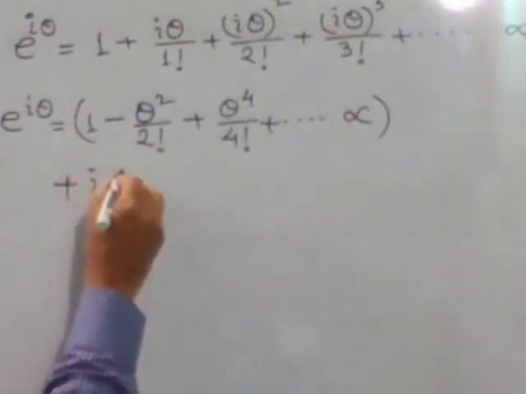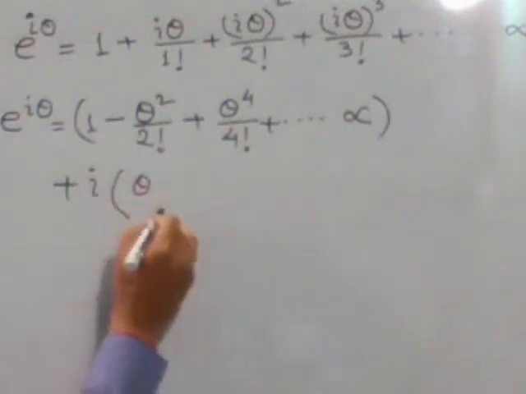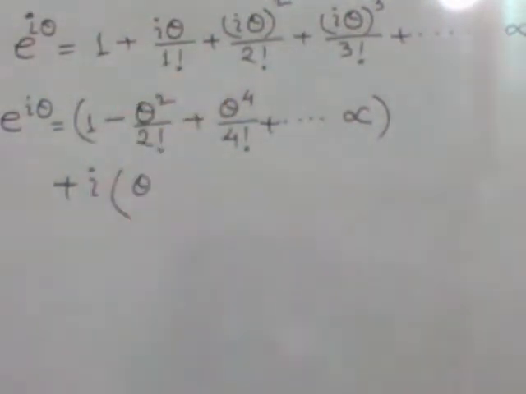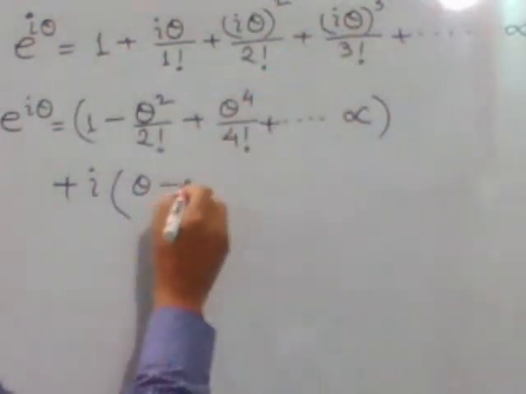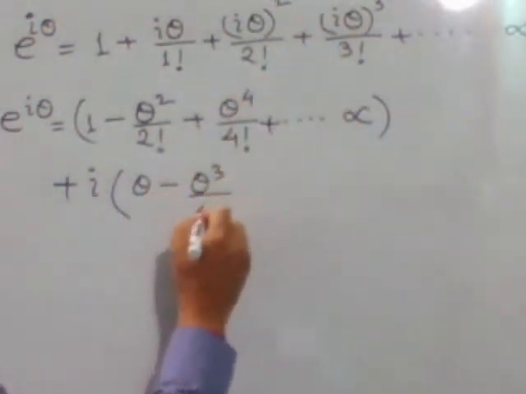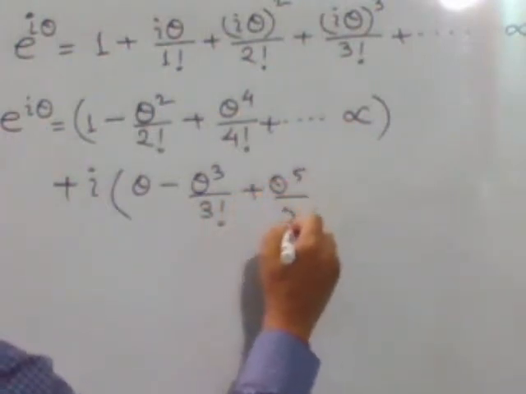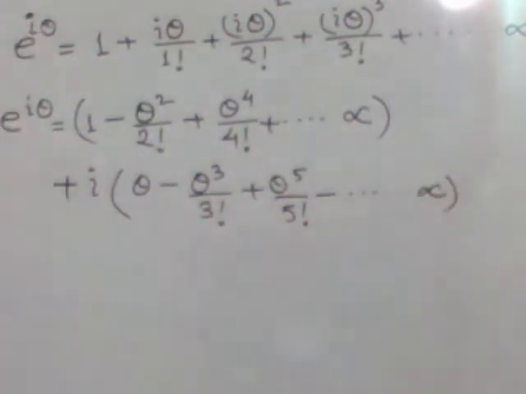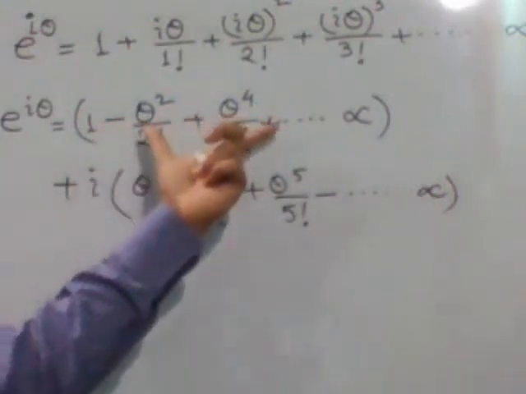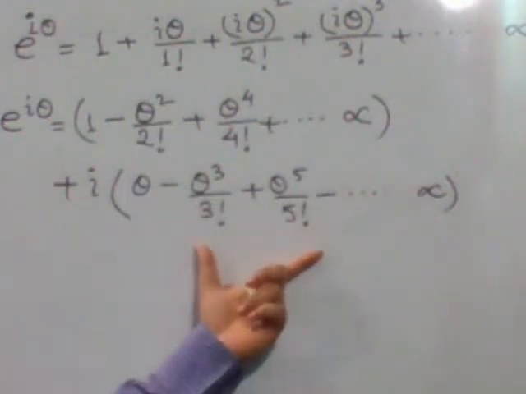Plus i into, then taking the imaginary part of this, you will get theta by factorial 1. We are not writing factorial 1. So i theta, then it will be minus theta cube by 3 factorial plus theta to the power 5 by 5 factorial minus, so in this way up to infinity. So you can see if we take e to the power i theta, then we are getting this series. This is the series of cos theta and this is the series of sin theta basically.